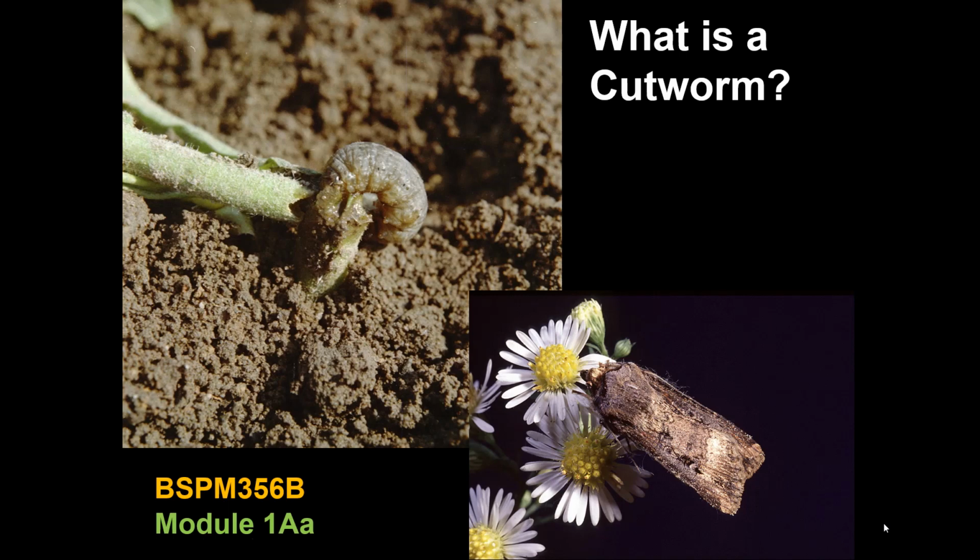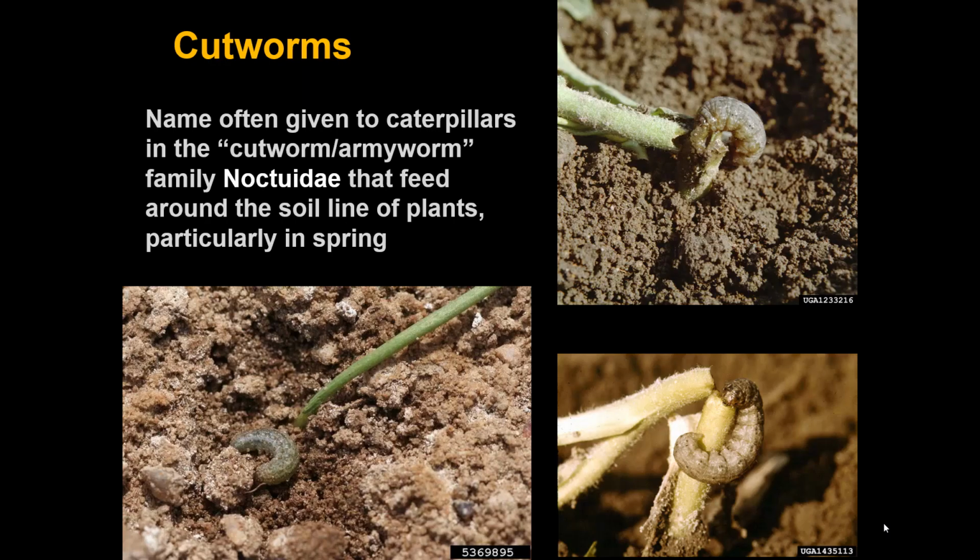A second group of insects that can affect young plants are cutworms. And what is a cutworm? It's a little complicated, but all the insects we call cutworms are a kind of caterpillar that are all in one moth family, Noctuidae, sometimes known as the cutworm armyworm family. This is a big family, and only some of those are the kinds of cutworms that we are going to be talking about at this point.